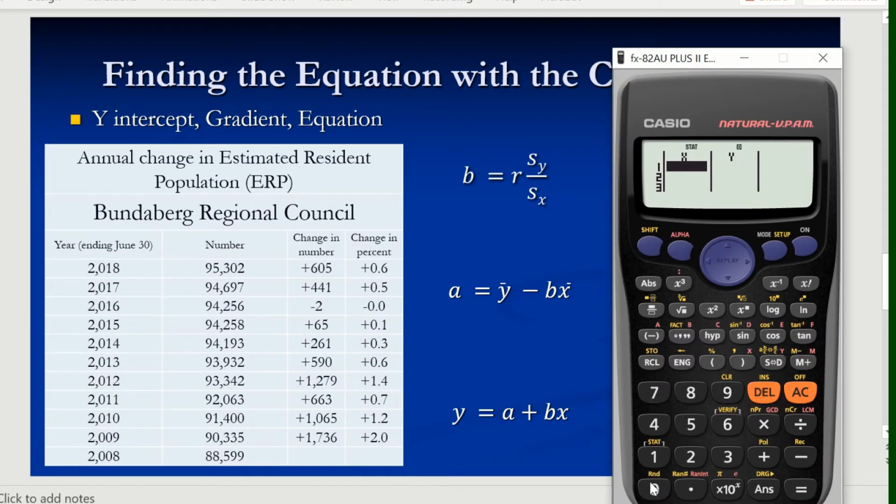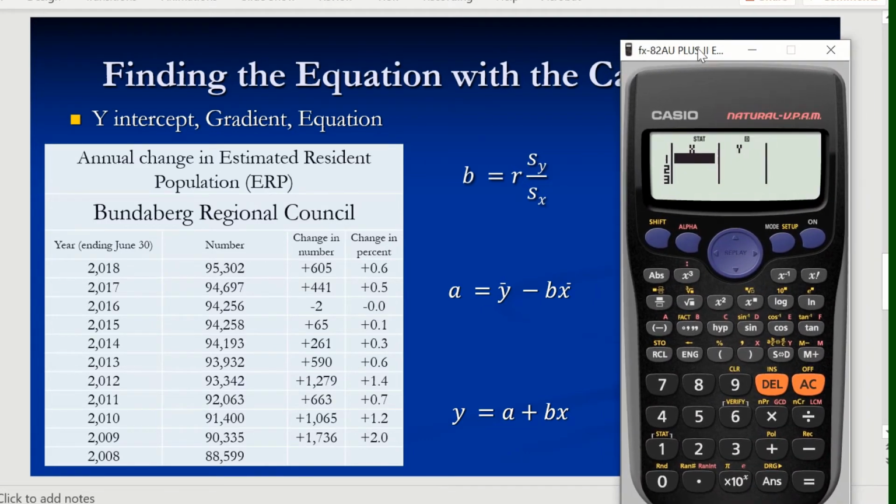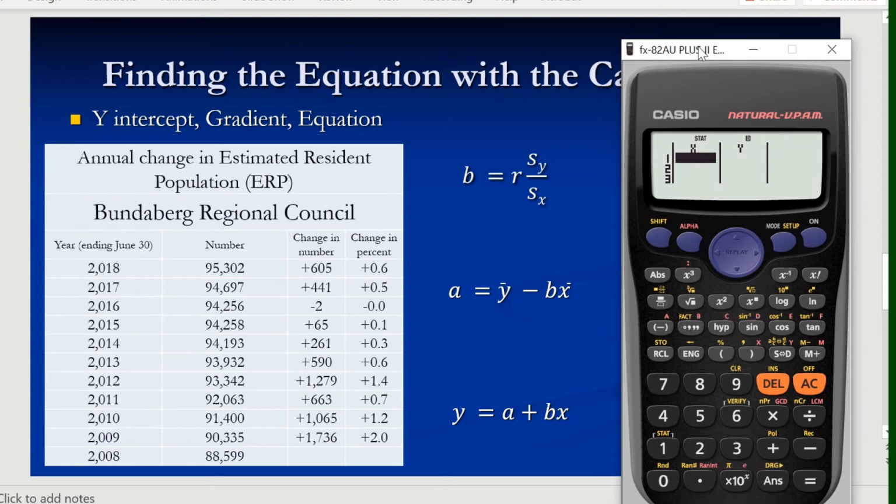Okay, so what I'm trying to do now is just use the Casio calculator to calculate the equation of our line here. Remember, we want to find the y-intercept, the gradient and the equation. So let's enter in our data. Let's go through the mode again. We're in mode 2, the stat mode, the second stat mode, and we've got our X and Y. So let's just punch our data in.